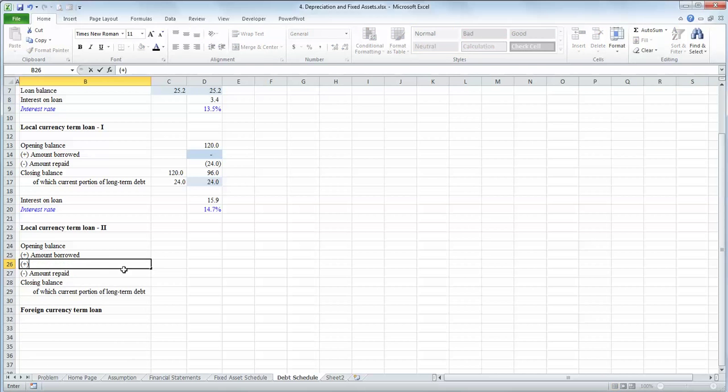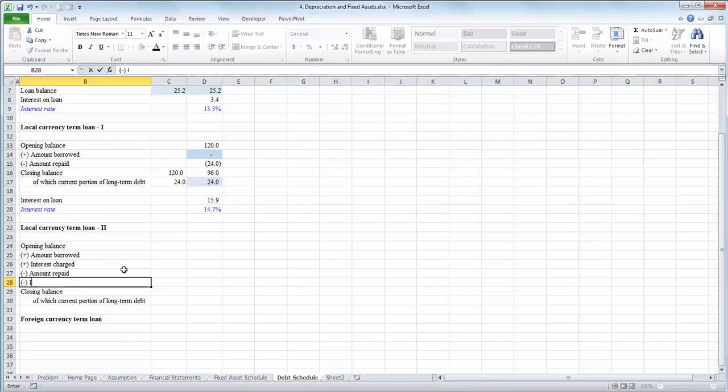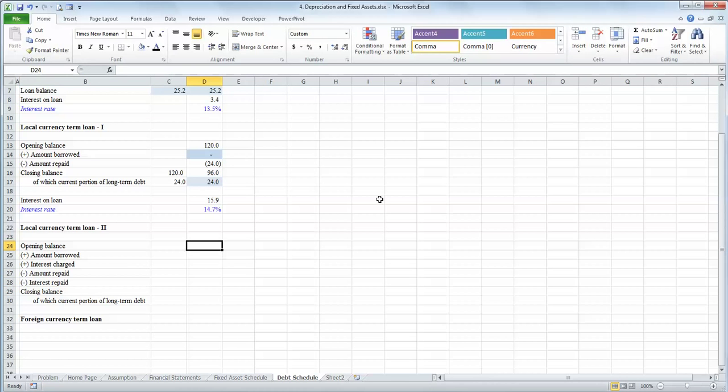The first one being interest charged, and the second one being interest repaid. So we would add the interest charged and reduce the interest repaid portion to arrive at our closing balance. Now this term loan was not there in the balance sheet because it's a new term loan. So we'll capture most of the information here in the debt schedule for the first time. So opening balance was 0 and amount borrowed expected to be borrowed is 45 crores.